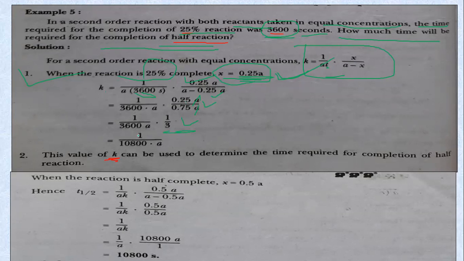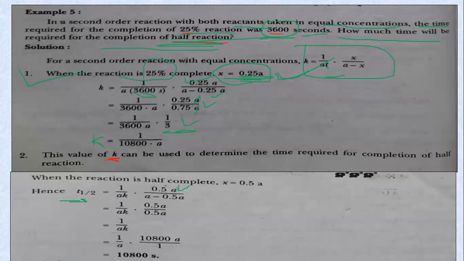So, this is 1 upon 10800 into A. This is the value of K now. But we know T1 half, which asks how much time is required to complete half the reaction. This equation we have seen: 1 upon AK into, this is the concentration of X after time T1 half, meaning half of the reaction is completed.